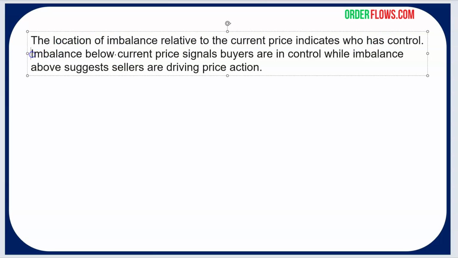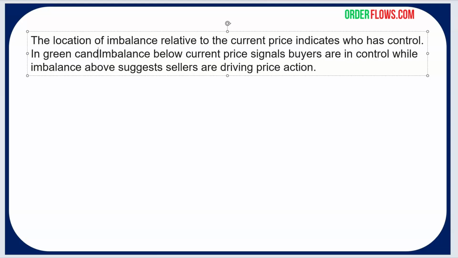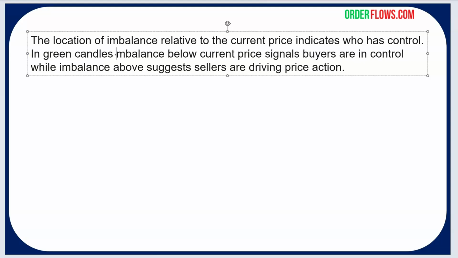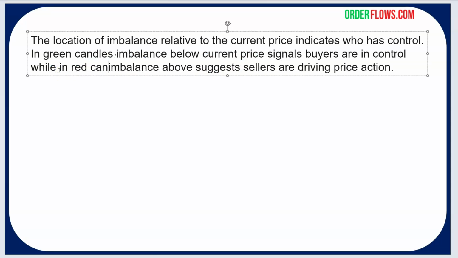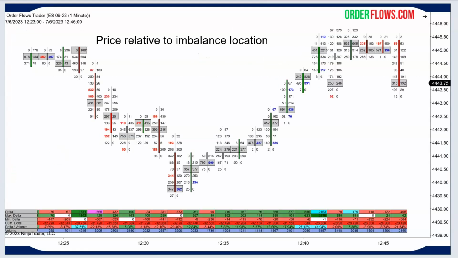So in green candles, imbalance below current price, because price is trading above, while in red candles, imbalance above price, imbalances that come in above suggest sellers are driving price action. I'll just show you on the chart. It's a little bit easier.